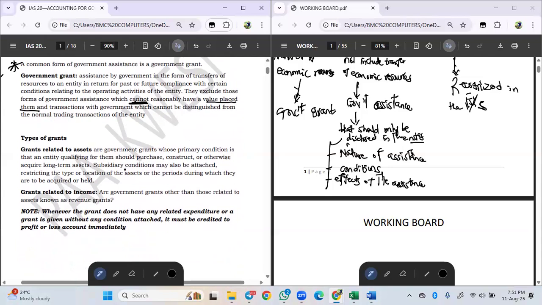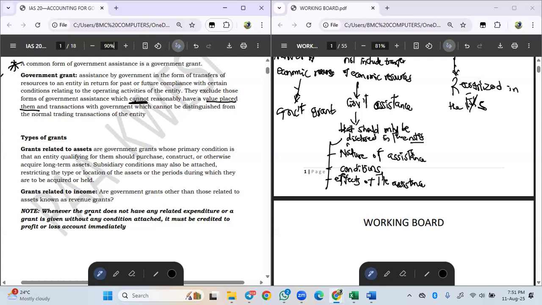Okay, now let's talk about the types of government grants. We have grants related to assets and grants related to what? Income. The one related to assets is also known as capital grants, and the one related to income is also known as what? Revenue grants.